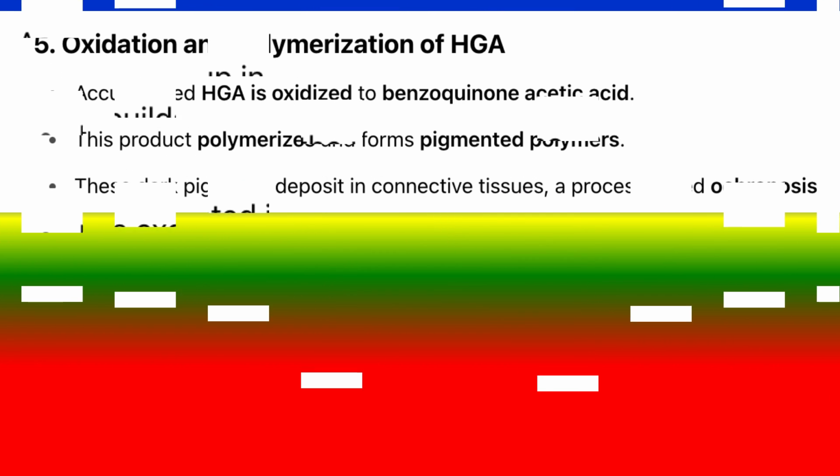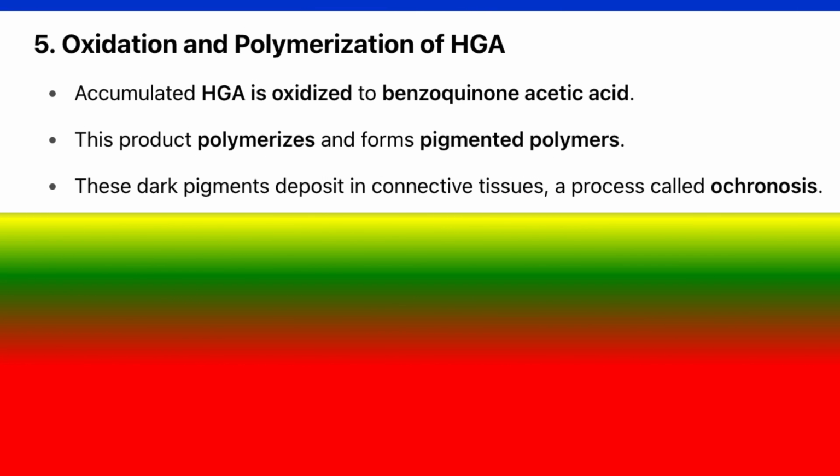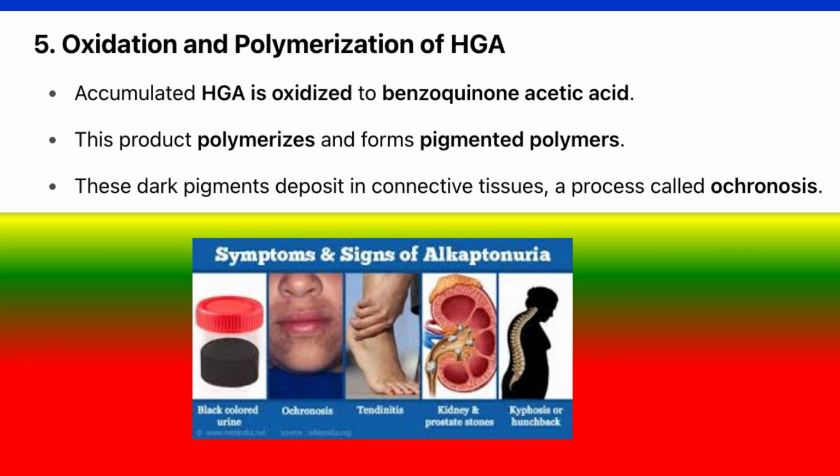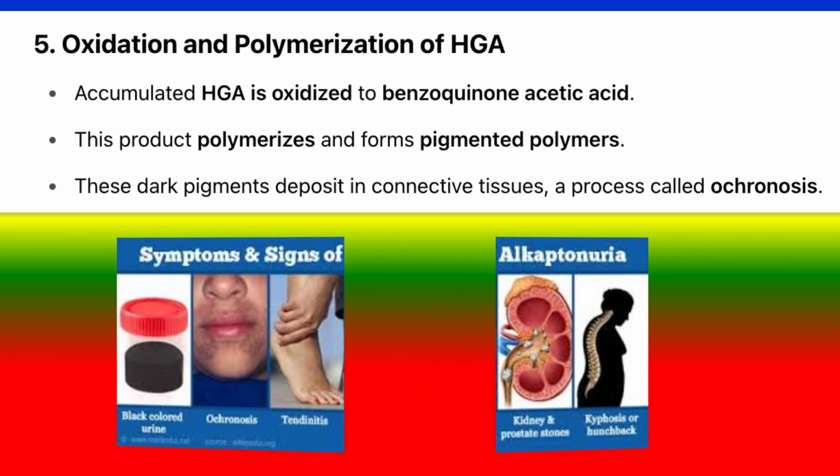5. Oxidation and polymerization of HGA. Accumulated HGA is oxidized to benzoquinone acetic acid. This product polymerizes and forms pigmented polymers. These dark pigments deposit in connective tissues, a process called ochronosis.